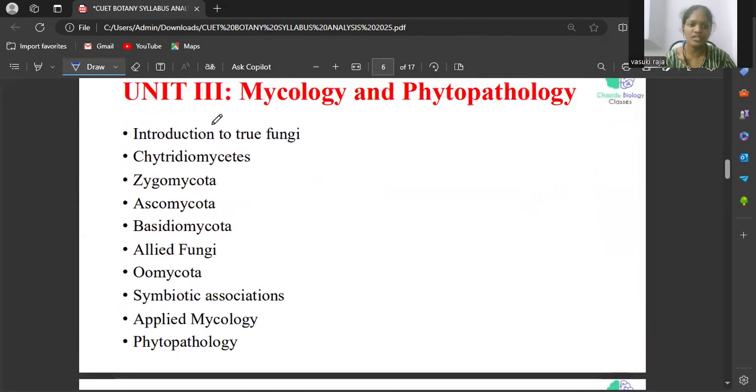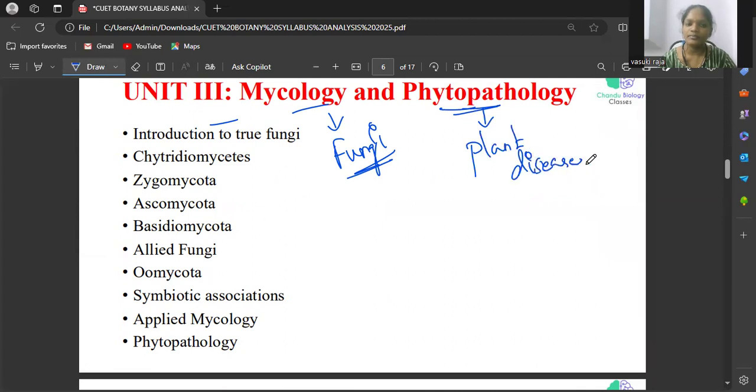And after that, unit 3 is related to mycology and phytopathology. In mycology, this is related to the study of fungi. The study of fungi is called mycology, and phytopathology is related to plant diseases. Okay, as I said before, the same thing will be discussed. How we have studied about the algae, the same thing is applicable to the fungi also.